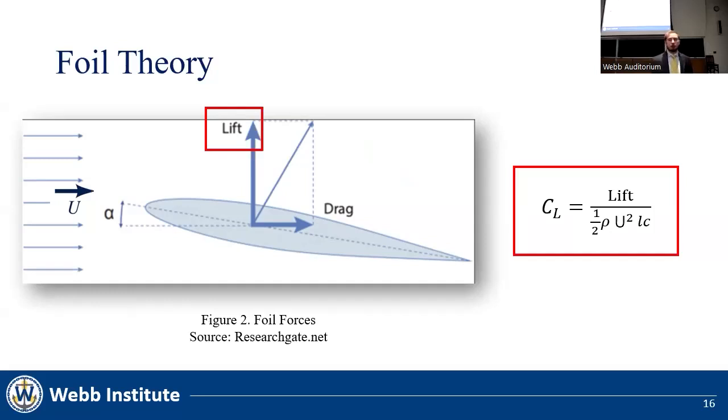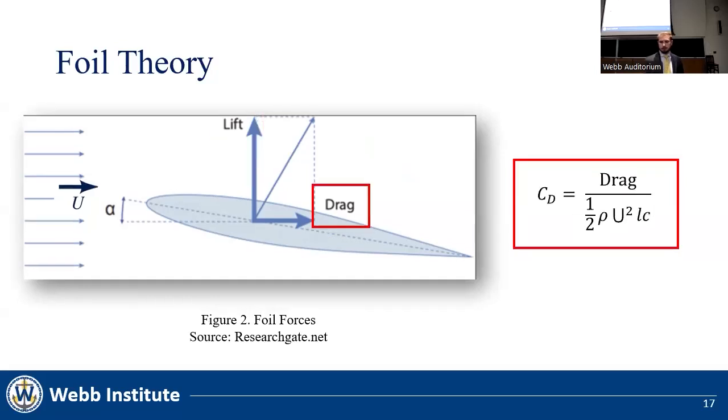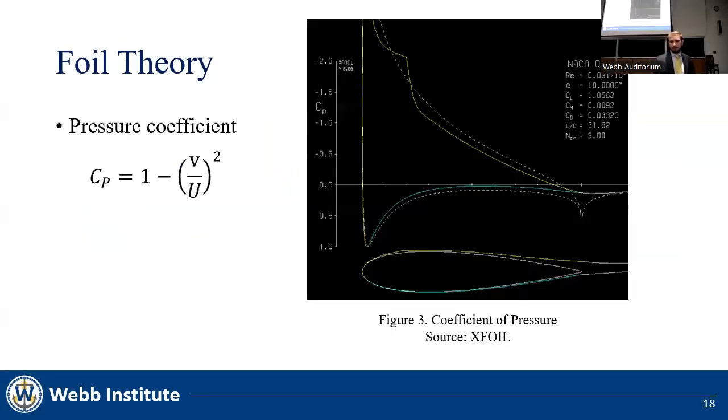In symmetric foils, to achieve lift, there must be a non-zero angle of attack. Drag is the force parallel to the free stream velocity and can be characterized by the drag coefficient, the formula for which can also be seen on the right. Another non-dimensionalized coefficient used when evaluating lifting bodies is the pressure coefficient.